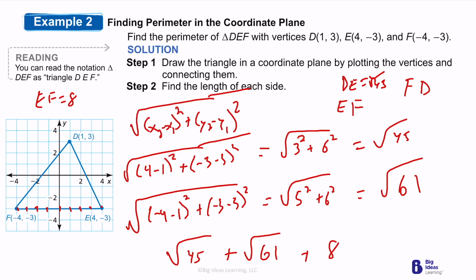So we have, let's see here. This is roughly 7.8. This is about 6.7. And this is 8. So we add those up, 6.7 plus 7.8 plus 8. We get roughly 22.5 is the perimeter. And they didn't give us units, so we just say 22.5 units.